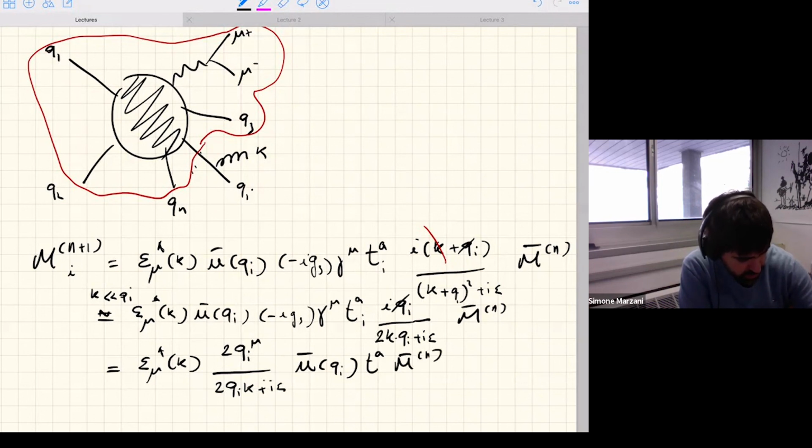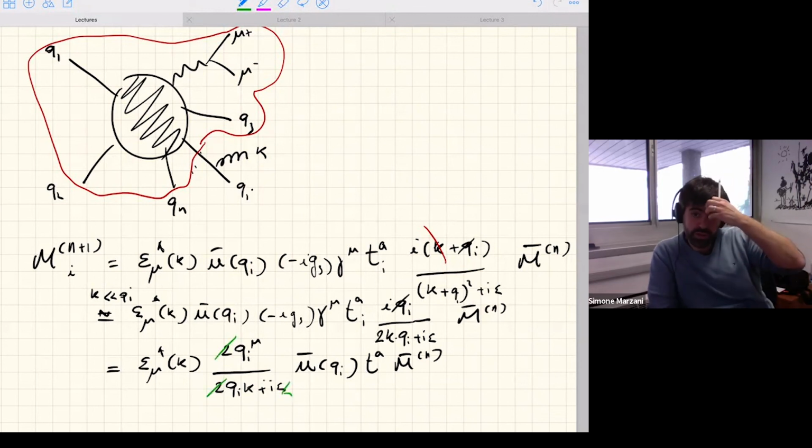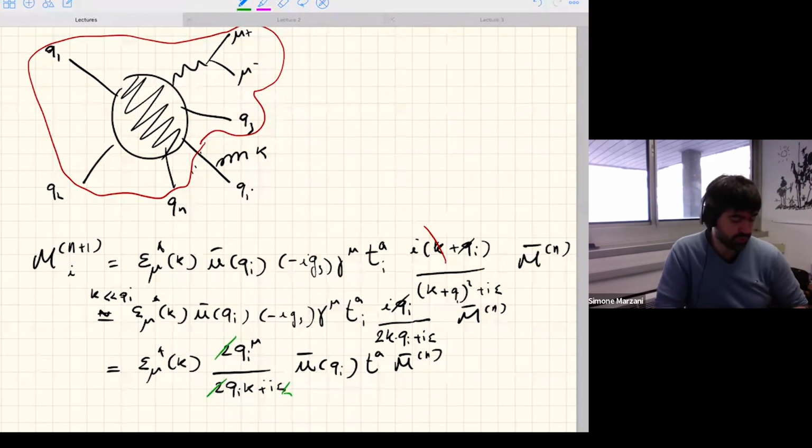Here I can divide out by 2, and then I redefine epsilon to be epsilon over 2. You see that I achieved some sort of factorization, because I can write the matrix element in the soft limit: the matrix element for n plus 1 partons reduces to a matrix element which knows about n partons, color factor, color matrices, and u bar. And then I have this factor which tells me about the momentum of the hard parton divided by this Qi dot k. And this is called the eikonal factor.